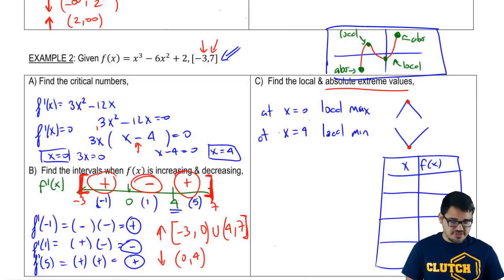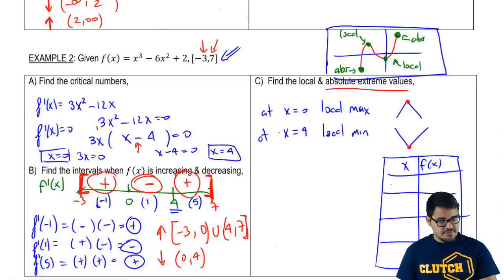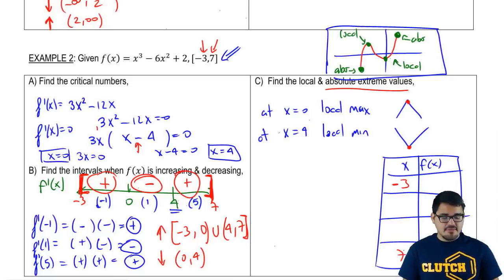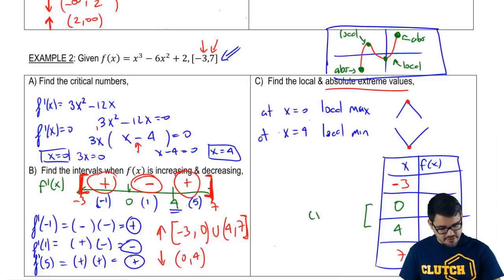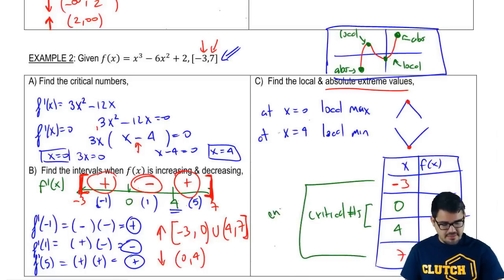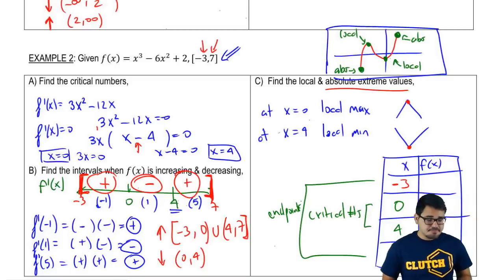The first and last are going to be my endpoints. So my endpoints are -3 and 7. And then in between, I'm going to put my critical values, 0 and 4. So here I am putting my critical values, my critical numbers, and then outside here I'm putting my endpoints, which is given by my interval.